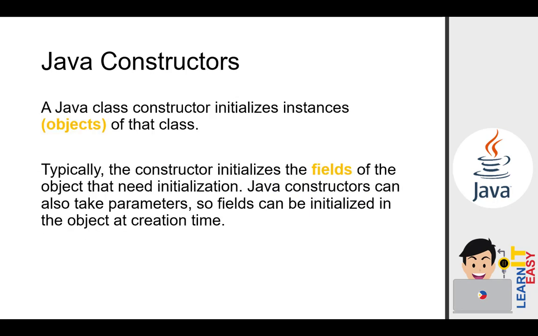A Java class constructor initializes instances or objects of that class. Typically, the constructor initializes the fields of the object that need initialization. Java constructors can also take parameters, so fields can be initialized in the object at creation time. Remember, ang mga ini-initialize ng ating constructor is the data members, but not all. Yung mga pinaka-importante lang na data members na dapat natin lagyan ng initial value.